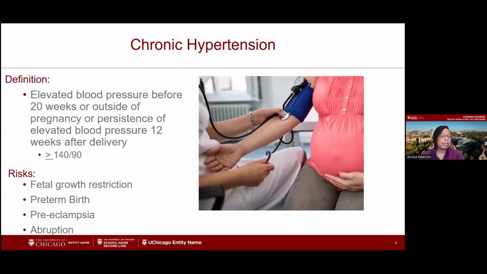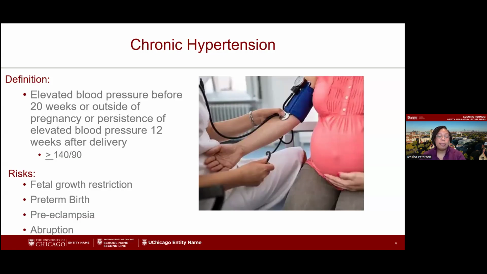So what is chronic hypertension? The definition of chronic hypertension would be elevated blood pressures before 20 weeks or outside of pregnancy, or the persistence of elevated blood pressures 12 weeks after delivery. An elevated blood pressure would be systolic blood pressure of 140 or diastolic blood pressure of 90 or higher.